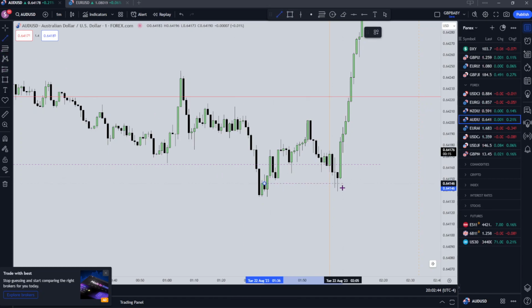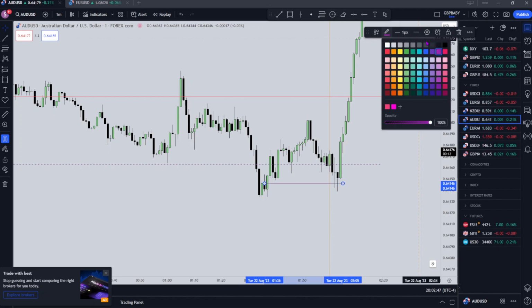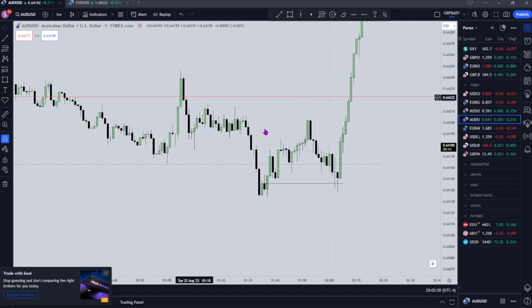What I've also started to do is marking out my order blocks. It's very important to notice how order blocks stack on one another when they're moving through price action.